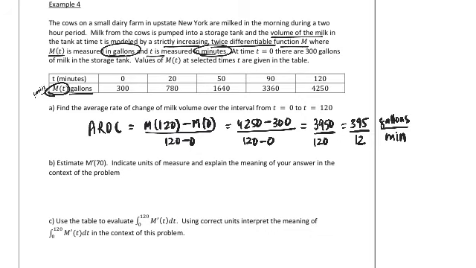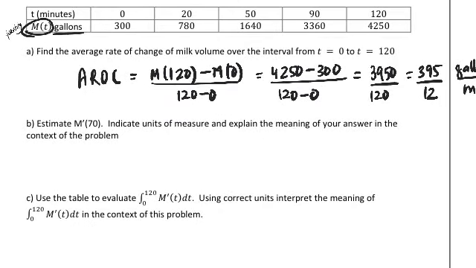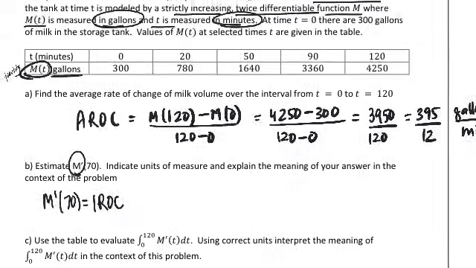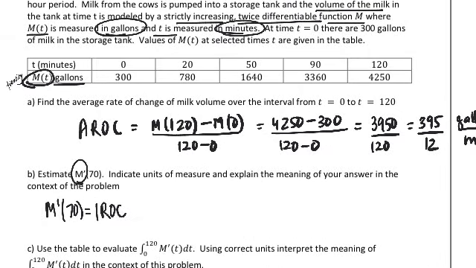Estimate m prime of 70. So m prime of 70 is an instantaneous rate, right? M prime of 70 equals the derivative or the instantaneous rate of change. We have a table situation, so we cannot get the exact m prime of 70. 70 isn't even in the table, and even if it were, that would be m of 70. We want m prime of 70. So we have to go to the closest numbers, which are 50 and 90, and do an average rate approximation.